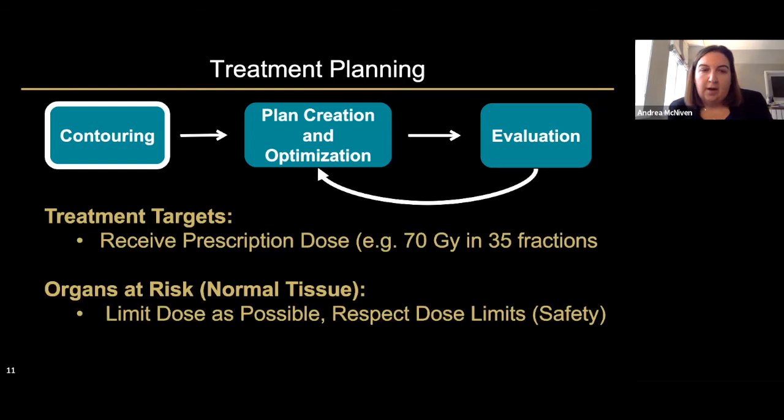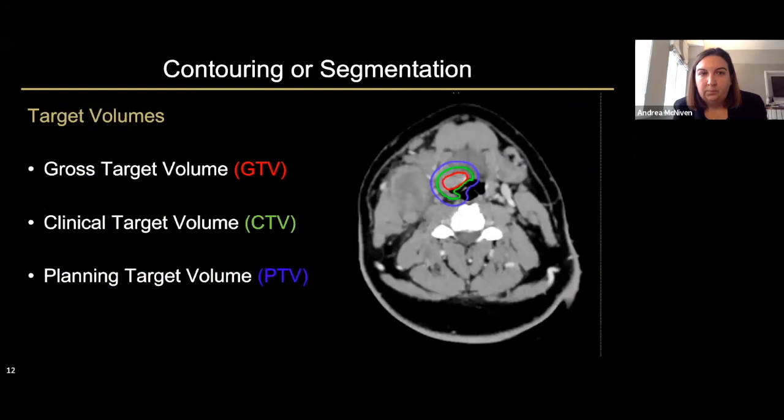So we have the treatment targets that are going to receive a typical prescription dose. A common one with radiotherapy alone or radiation plus chemo for our head and neck patients is something we call 70 gray. So that's the amount of dose deposited to the patient, ideally in the targets, in 35 fractions. So 2 gray per day delivered to achieve this total dose. And then we also have contouring of the organs at risk or normal tissue. So for those contours, we want to limit the dose as much as possible and potentially really respecting dose limits regarding safety for certain organs.